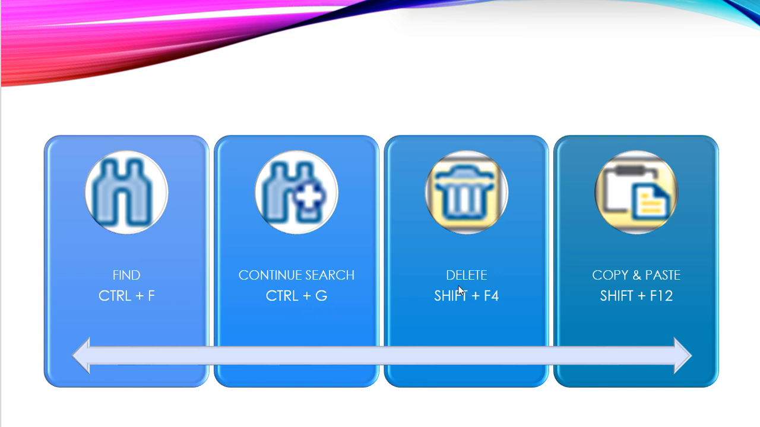To delete, Shift F4. To copy paste, Shift F12. For example, if you have selected any material number in Excel and you want to copy paste them in SAP, you can press Shift F12. Similarly, you can press Shift F4 in order to delete them from SAP.